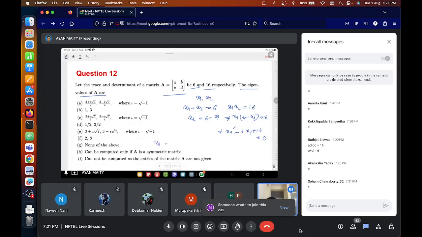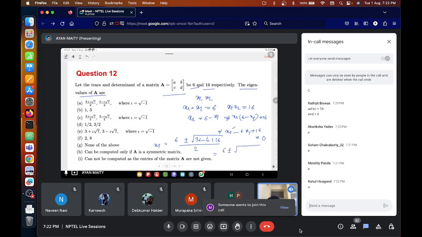So x1 equals minus b plus minus root over b square minus 4ac, divided by 2a. So 6 plus minus root of 36 minus 64, which is minus 28, divided by 2. So it would be 3 plus minus i root 7. So 3 plus i root 7 and 3 minus i root 7. These are the two roots of this quadratic equation, and these are the two eigenvalues. So option E, 3 plus i root 7, 3 minus i root 7, is the correct answer.